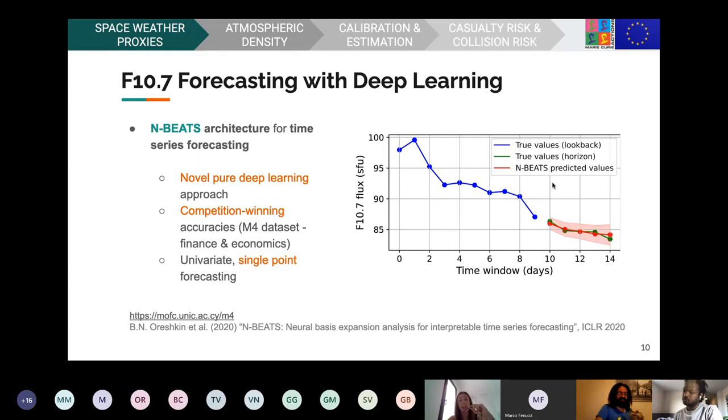So here on the right, we have an example of a five-day forecast of the F10.7 generated by NBeats. In blue, we have an example of the lookback period, which is the length of the history window that is passed to the model preceding the forecast horizon. In green, the true values over the forecast horizon, and in red, the NBeats forecast.